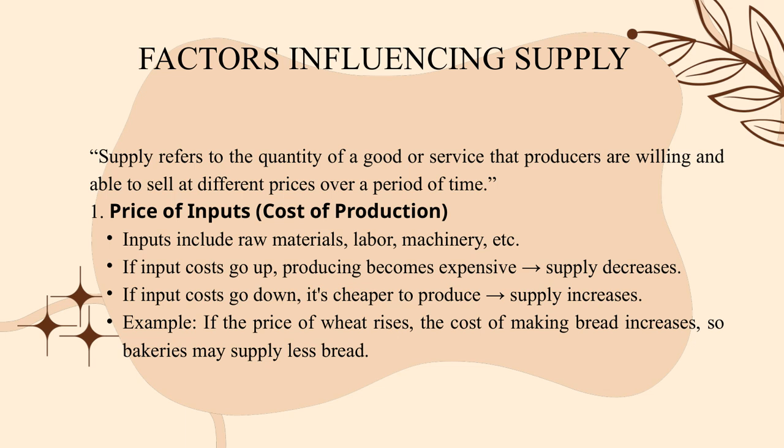For example, think about the price of wheat. If wheat prices rise, that increases the cost of making bread. Bakeries might then decide to supply less bread because their costs are higher. This shows how input costs are a crucial factor in determining how much producers are willing to supply at different prices. It connects directly to the overall theme of supply, illustrating how production costs influence market behavior.